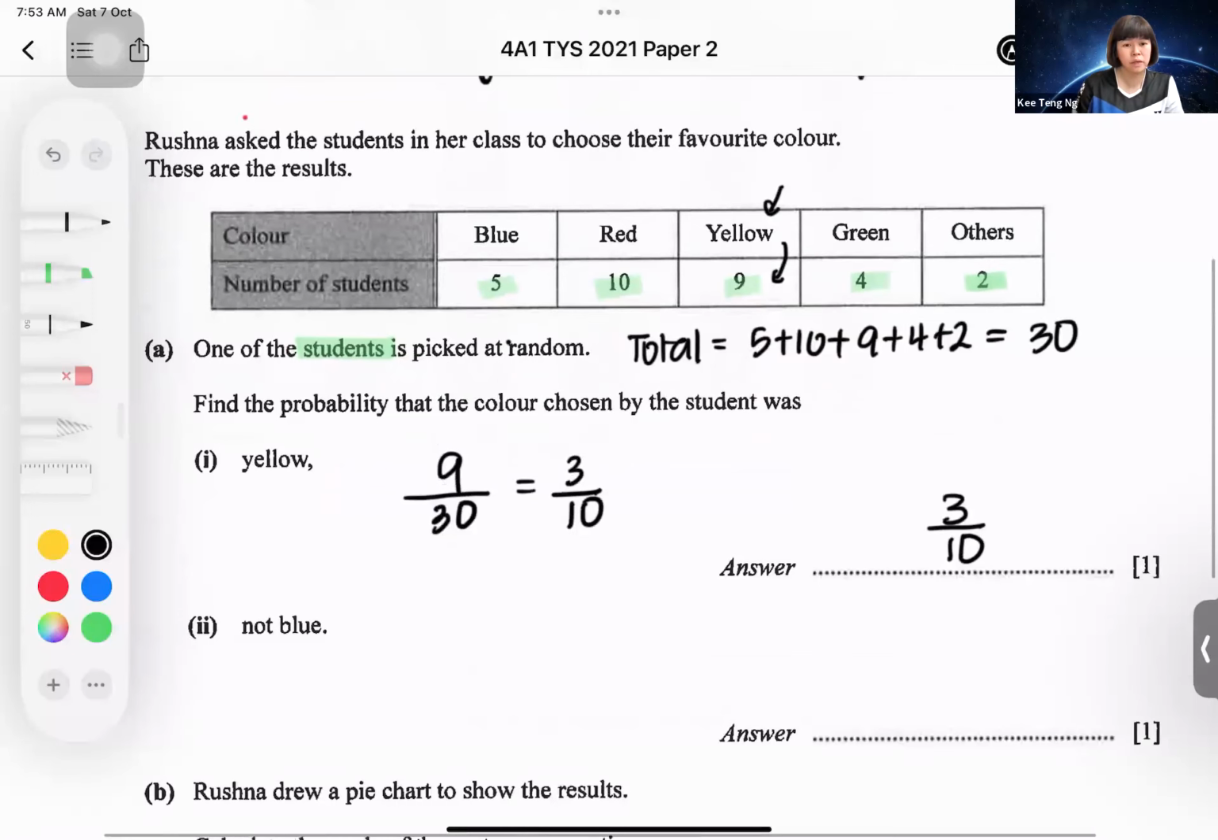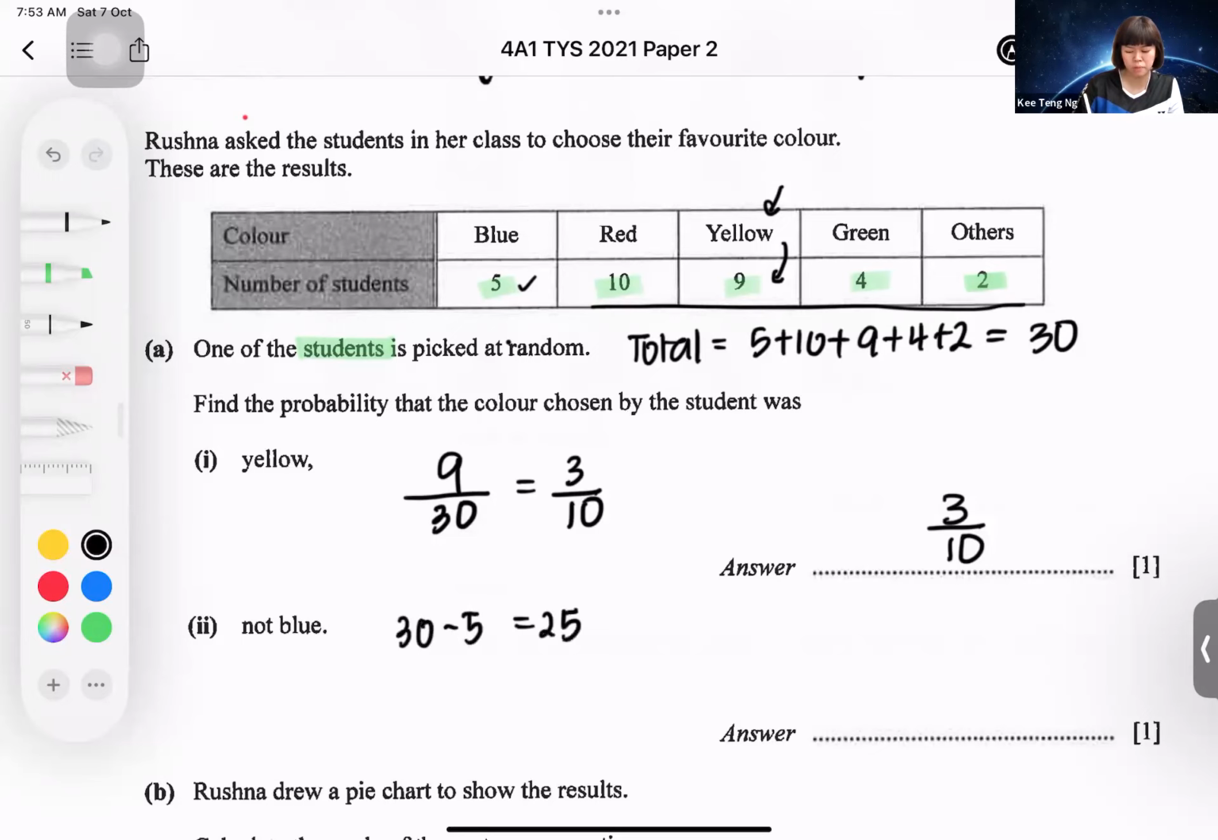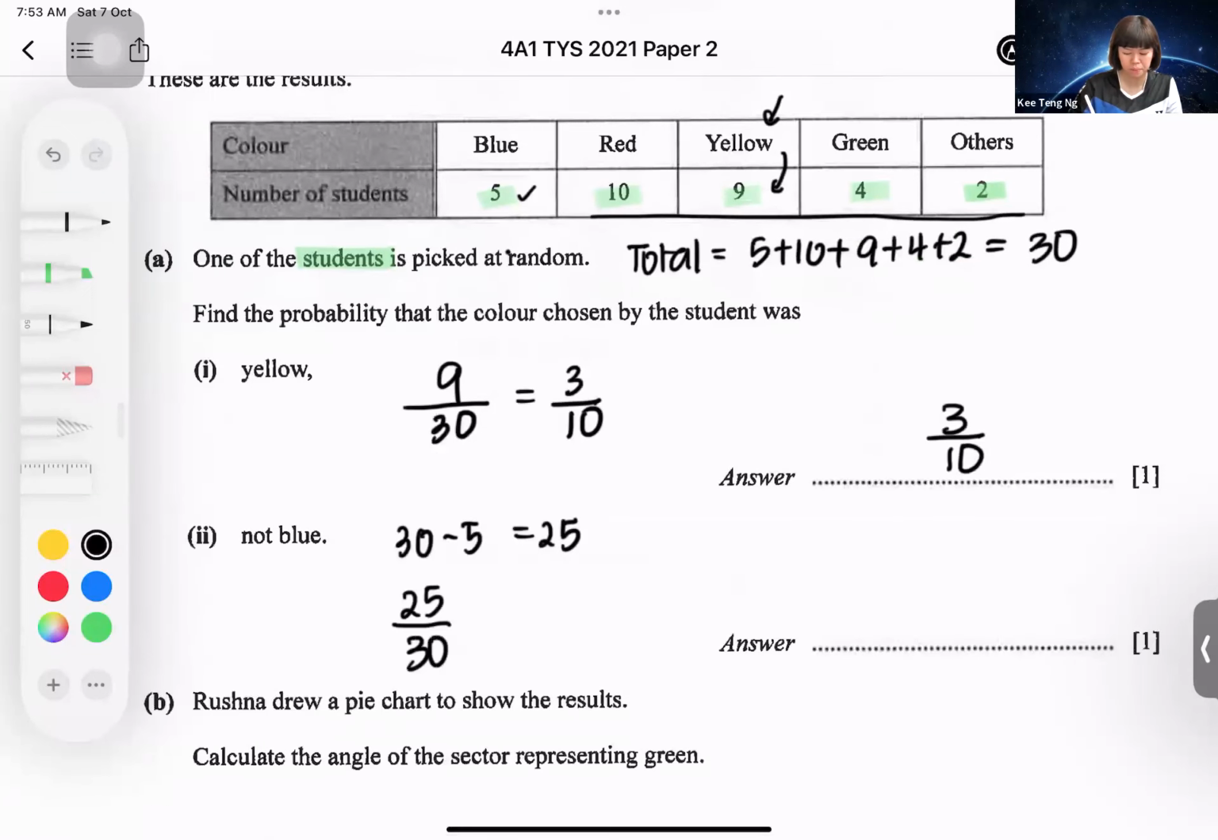Next one, find the probability that the favorite color chosen was not blue. Blue got 5, right? So where are the ones that are not blue? All the rest are not blue, right? So I got 30 minus 5, which is 25. Or you can count and add up all the numbers, then it'll be 25 out of a total of all the students, which is 30. Again, we must simplify. 25 divided by 30 gives me 5/6. Leave it as a fraction. Okay, have you gotten the answer?